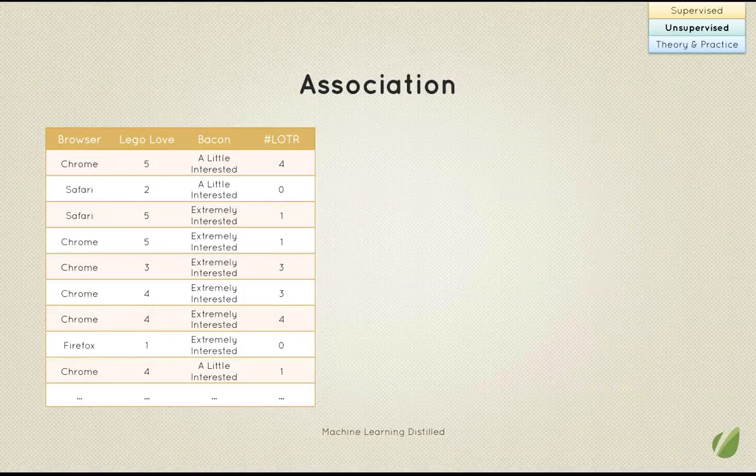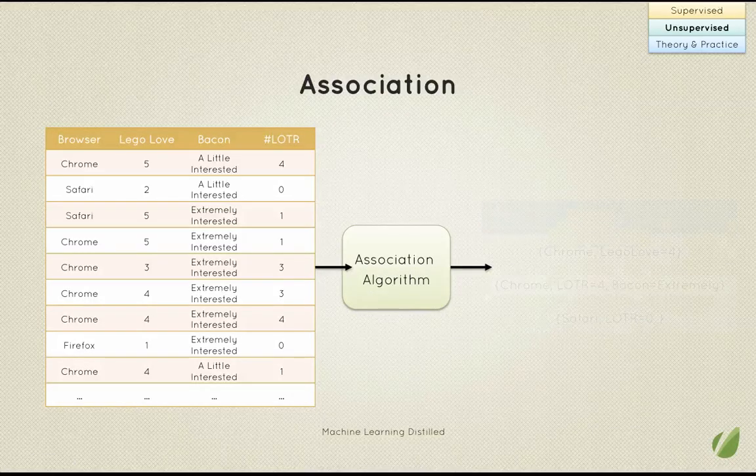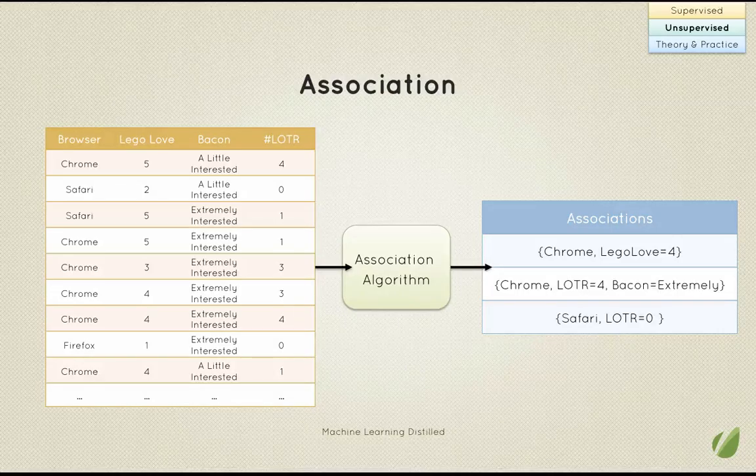Next, let's consider an example of association analysis. Assume we have this data set like so for our geeks, where we have information about their browser of choice, how much they like Legos, how much they like bacon, and the number of Lord of the Rings books they've read. If we put that through an association algorithm, what it will produce is a set of items that are associated with each other. So the algorithm might find that Chrome and Lego love equals 4 often occur together. It might also find that Chrome, Lord of the Rings equals 4, and bacon equals extremely interested often occur together as well. Or perhaps that Safari and the number of Lord of the Rings equals 0 occur frequently together. This is an example of association analysis.